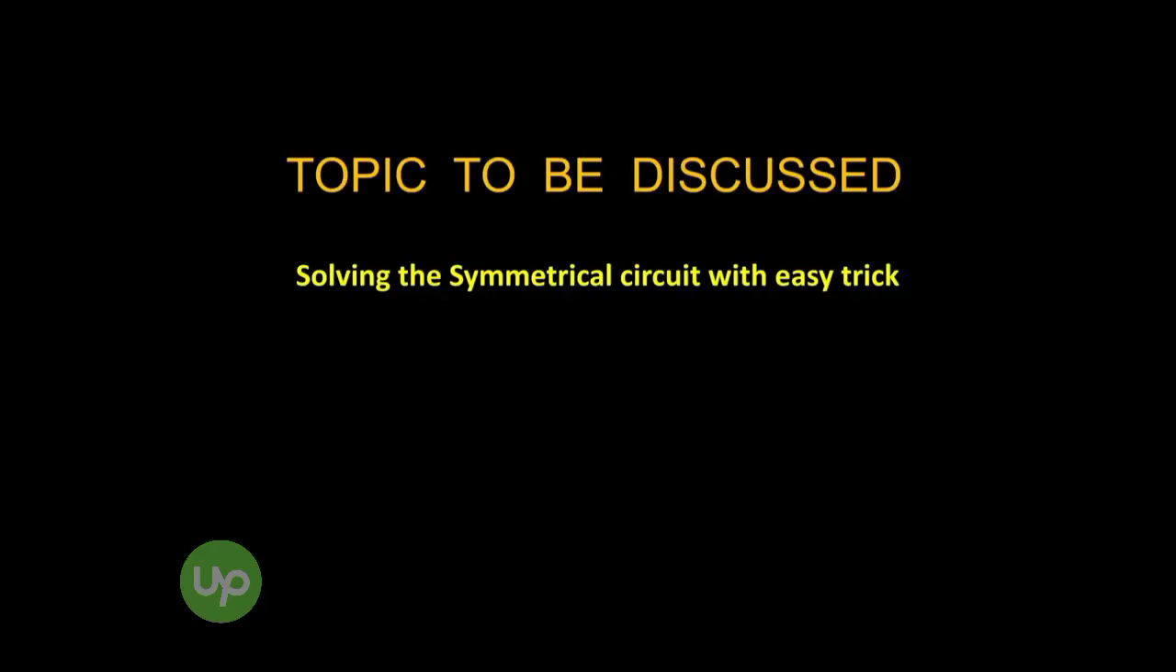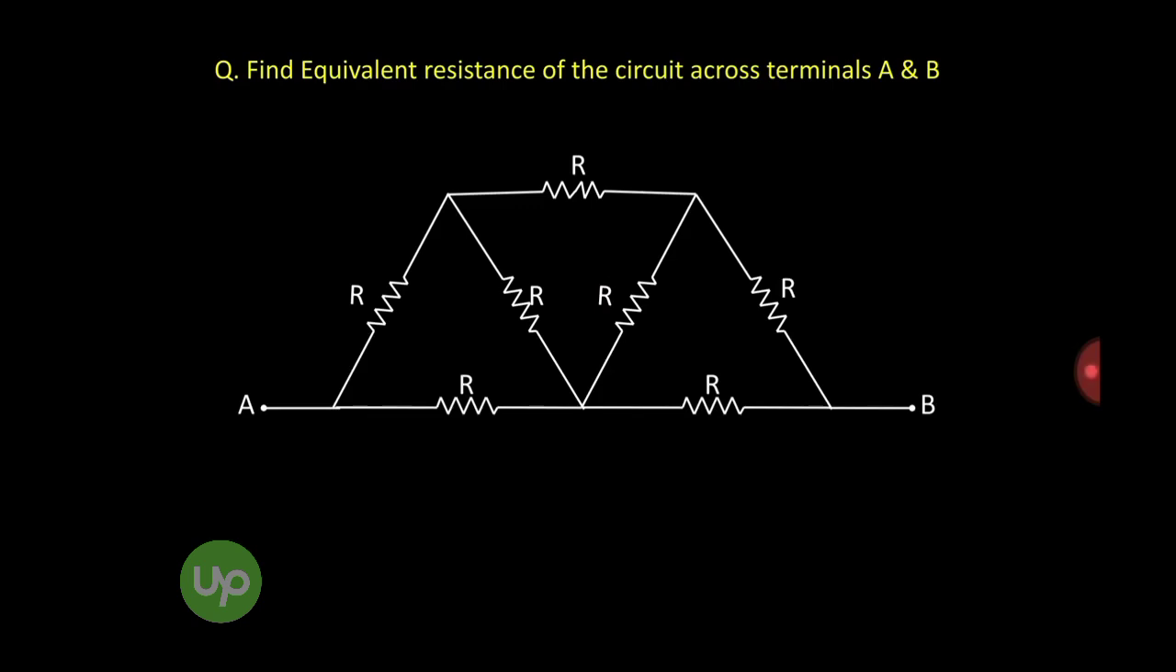In this video we are going to discuss a topic: solving the symmetrical circuit with an easy trick. We have one network here, and we have been asked to find the equivalent resistance of this circuit across terminals A and B. So we need to find the equivalent resistance across these terminals A and B.